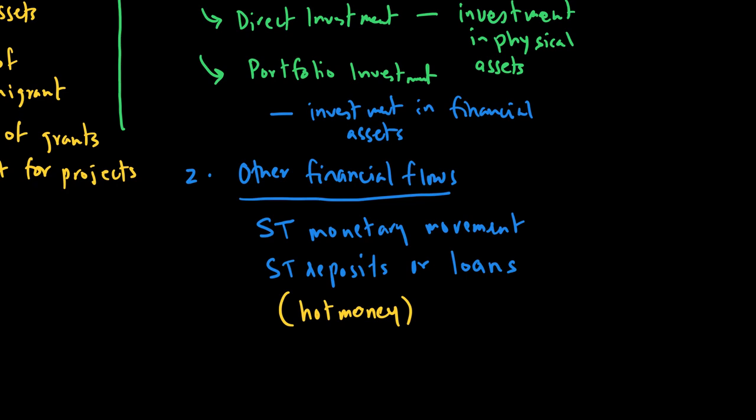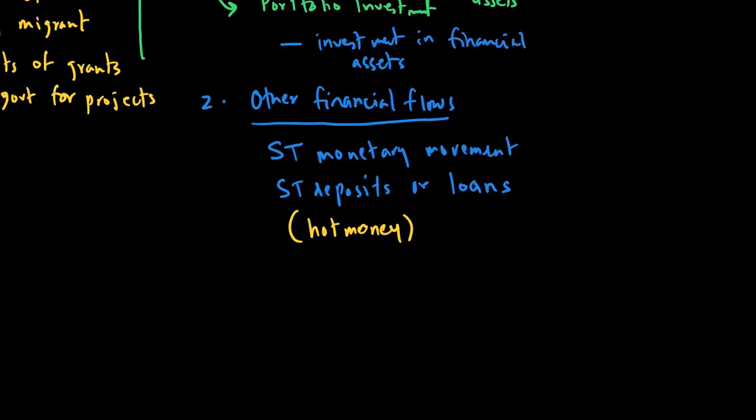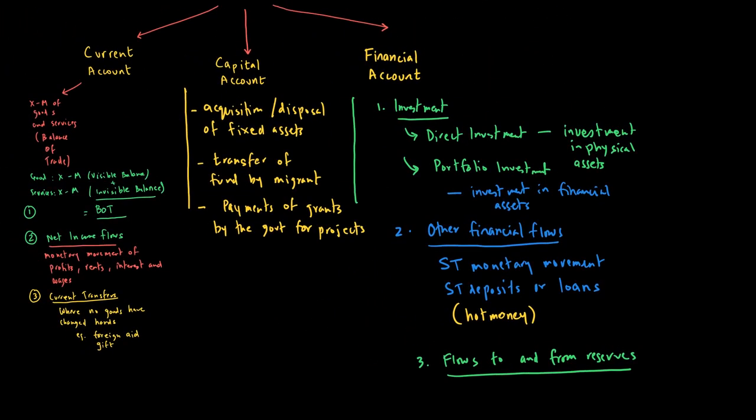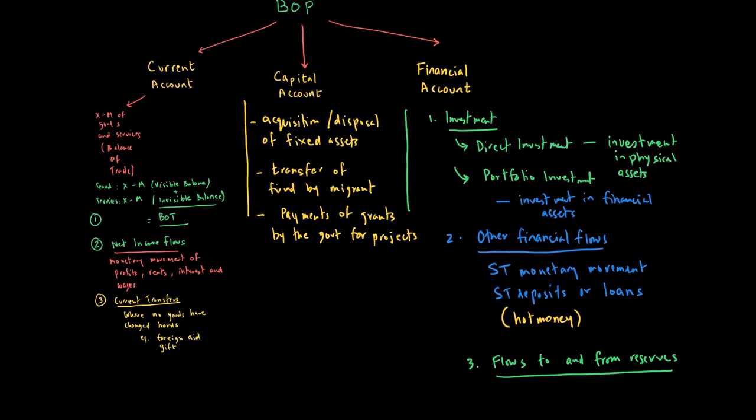The last section that we have in the balance of payment account is what we call flows to and from reserves. What is flows to and from reserves? Well, basically, balance of payment should balance. The current account plus capital account plus financial account must always be zero, because let's say if you have a current account deficit, you should have money in the financial account to pay for that deficit. Let's say, what if the current account is in deficit, but the financial account and capital account do not have surpluses to finance that current account deficit.